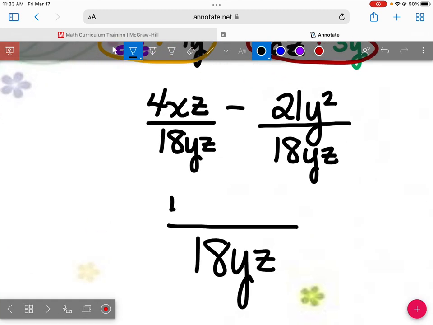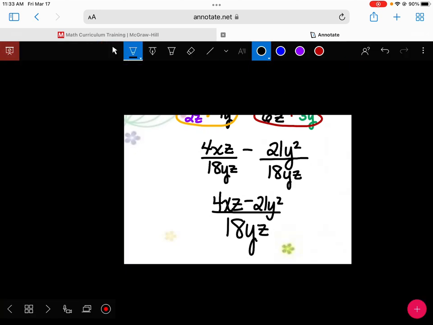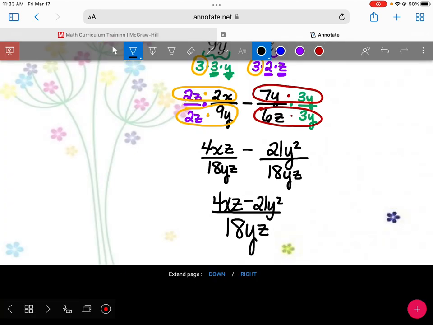My first numerator is 4xz. I'm going to bring down that subtraction. 21y squared. Can I combine any terms in my numerator? Are they like terms that will allow me to combine them? No. Then that's my final answer.